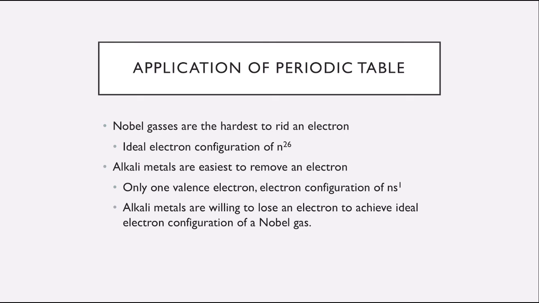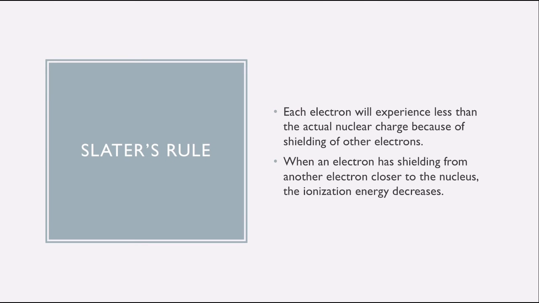Alkali metals, on the other hand, have one valence electron in their outer shell, an electron configuration of ns1. Alkali metals are more willing to lose one electron to become more stable, as they will then have the same electron configuration as a noble gas. So due to Slater's rule stating that each electron will experience less than the actual nuclear charge because of shielding of other electrons, when an electron is shielded by another electron that is closer to the nucleus, its ionization energy decreases.